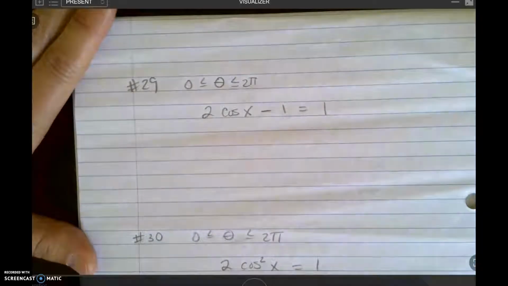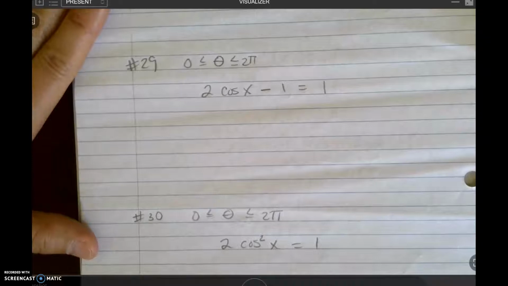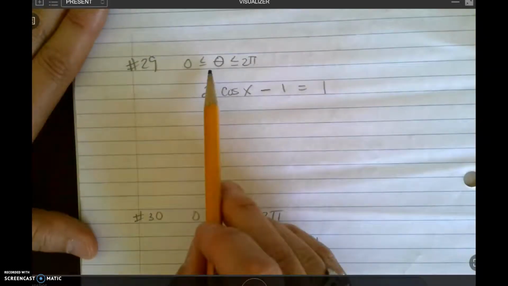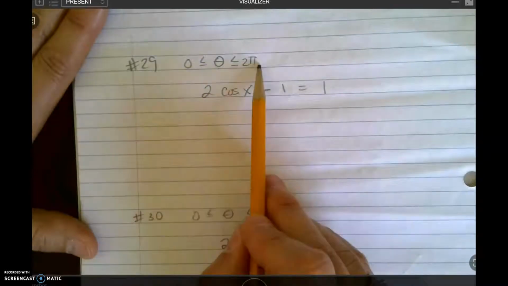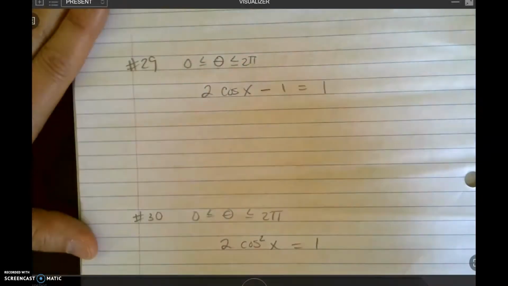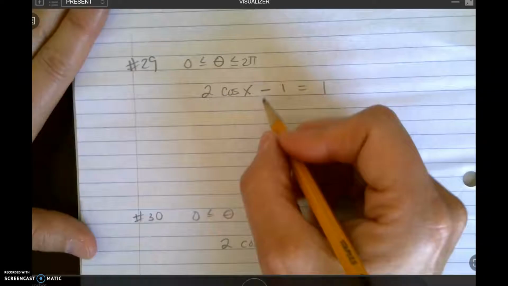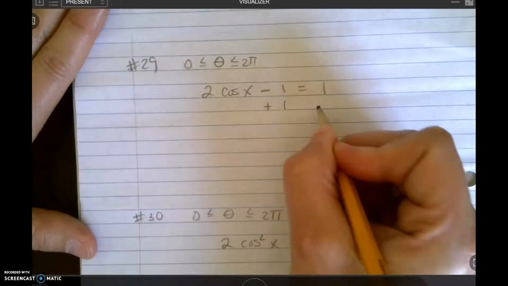Right, so let's do 29 and 30 from the practice final exam. This is where we have to solve equations, and the angle is supposed to be between 0 and 2 pi. So it has to be somewhere on our unit circle. So I start by just solving like I would any algebraic equation.